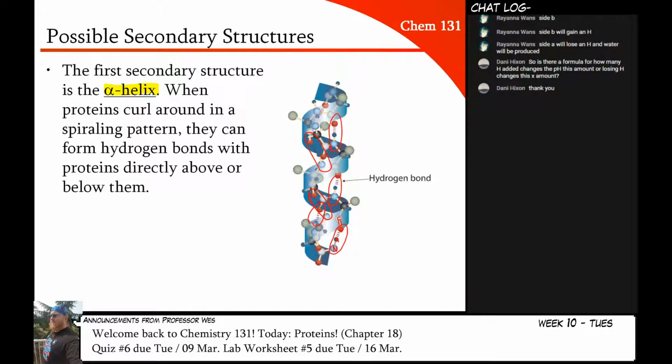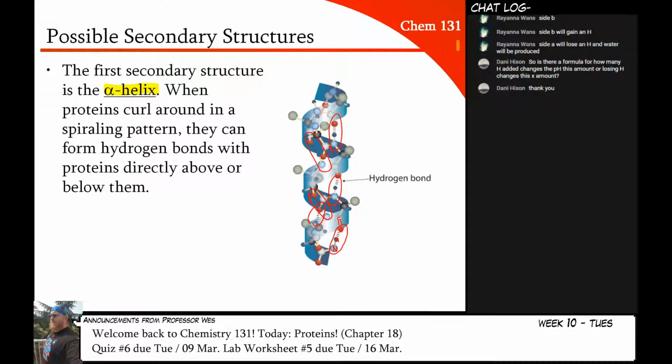And what an alpha helix is... Now I have to spray bottle the other cat. I don't know what's going on today. Probably the construction. They're renovating next door and they're probably distressed. So here I'm spraying with water. Where was I? Alpha helices.